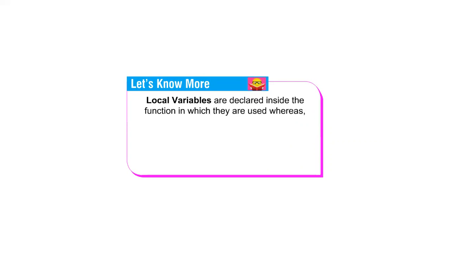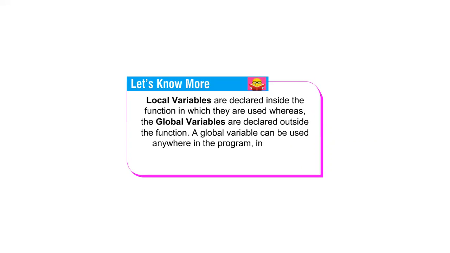Alright, let us know more. Local variables are declared inside the function in which they are used, whereas global variables are declared outside the function. A global variable can be used anywhere in the program, in different functions also, but local variables exist only within the function.